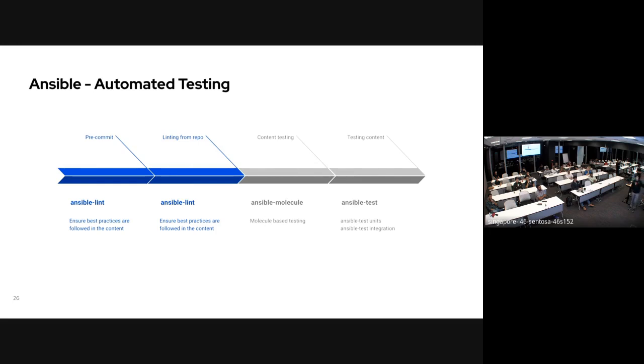So if you look at how it can look like, we have things like pre-commit linting from the repo, we test the content, and then we test to just make sure that everything is working properly. We have things like Ansible linting to ensure that the best practices are being followed from a pre-commit phase. We can do linting, after which we can do molecule-based testing. Of course, I think this is the portion that we'll probably have to have more articles on, just to make sure that the users are able to understand how we can leverage this project itself. And after which we can use ansible-test to do unit testing and integration testing as well. So this is kind of how automated testing can be done from a pipeline perspective.